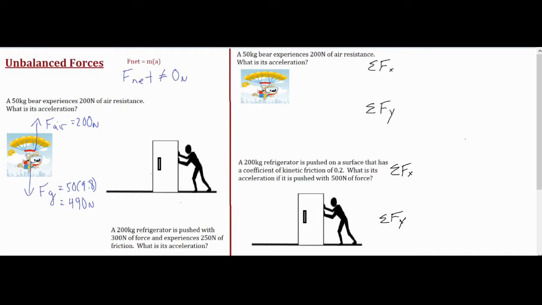So from there, basically what you want to do is identify which direction is your positive and which direction is your negative. It actually doesn't really matter which one is which, but I would say it's pretty common to say up is positive and down is negative. So your net force would be 200 newtons minus 490, which equals negative 290 newtons. And then from there, you can set that equal to your ma and solve for your acceleration.